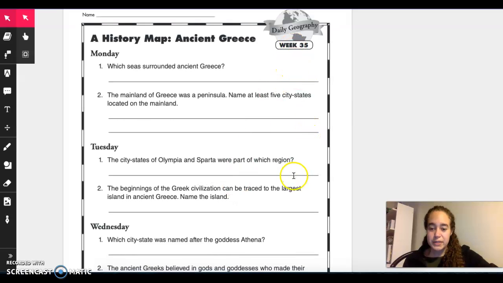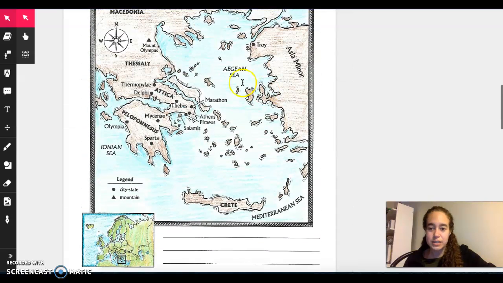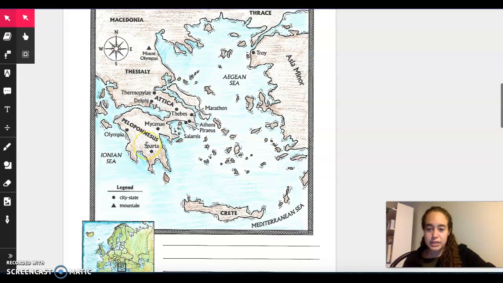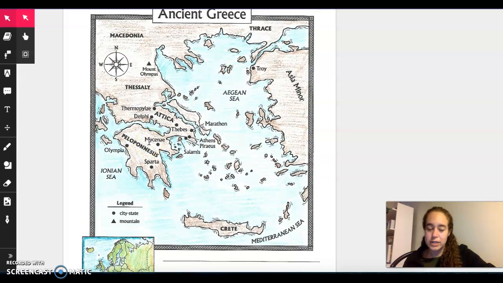When you go through some of these questions, make sure you give complete answers. So which seas surround ancient Greece is the first one. There are going to be 3 of them. Make sure you name all 3. This one says to name at least 5 city-states located on the mainland. So the mainland, remember, is just this section. That's all ancient Greece. Okay, so you're not looking at the little islands.